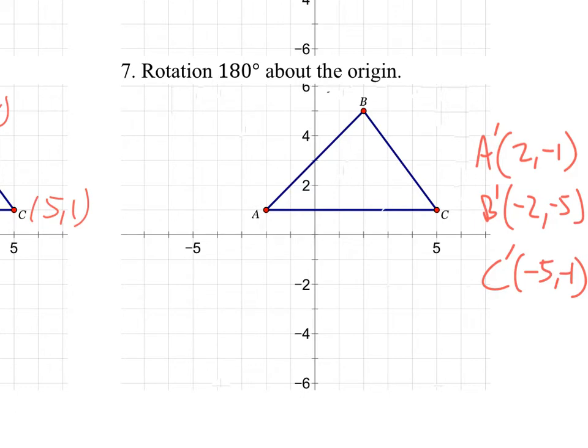Okay, so we have A prime at 2, -1. There's A prime. B prime is at -2, -5. There it is. C prime was at -5, -1. So there are those points that we saw a few minutes ago before I erased them. And now we can draw our triangle.